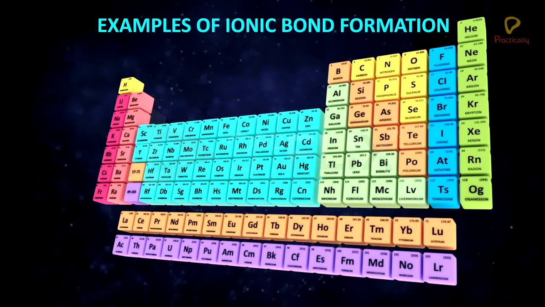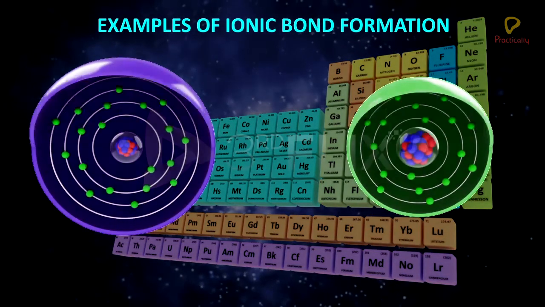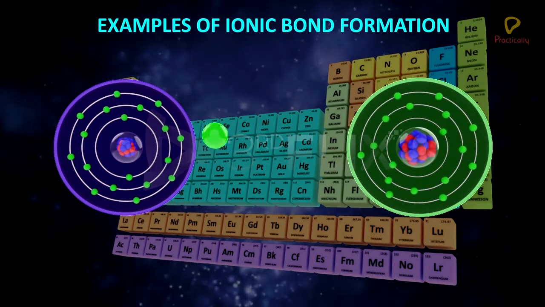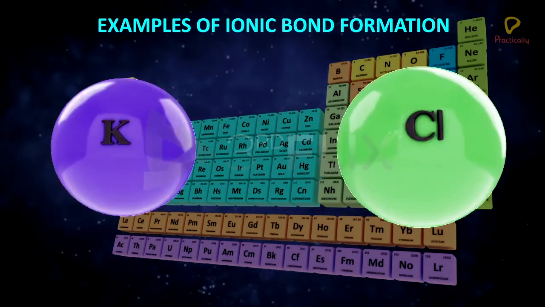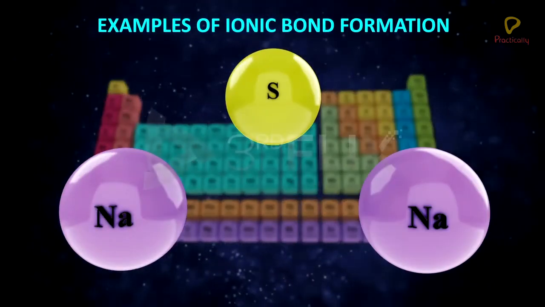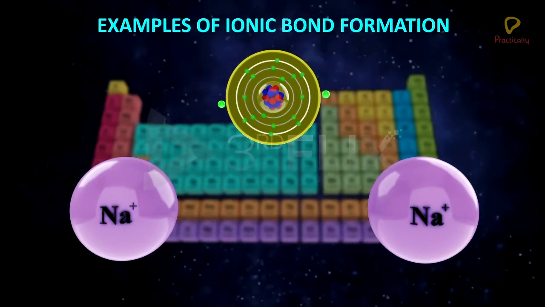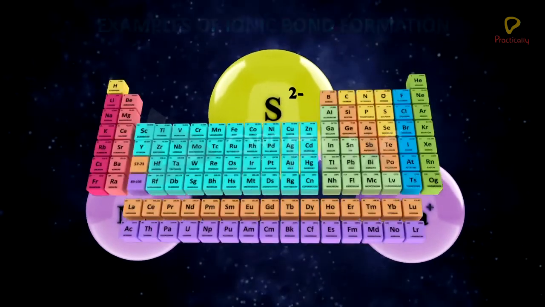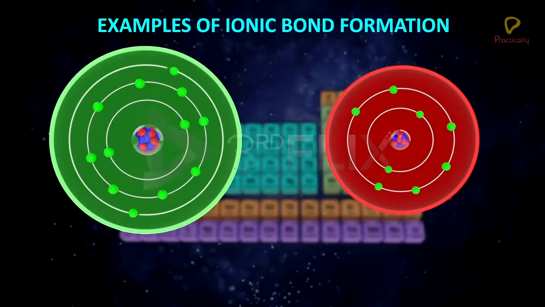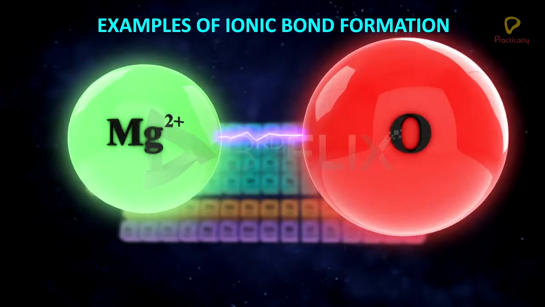Examples of ionic bond formation. During potassium chloride formation, one electron is transferred from potassium atom to chlorine atom. Sodium sulfide is formed by transfer of 2 electrons from 2 sodium atoms to 1 sulfur atom. Magnesium oxide is formed by the transfer of 2 electrons from magnesium atom to oxygen atom.